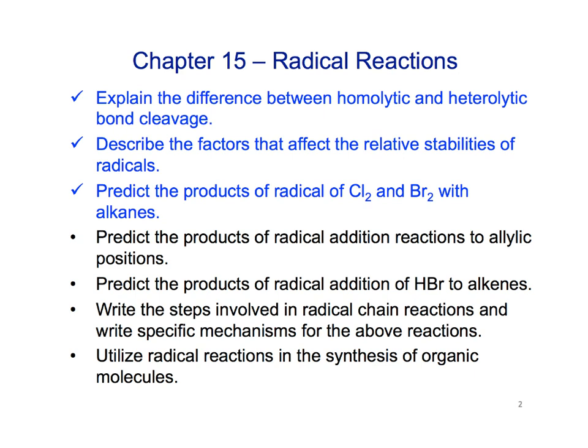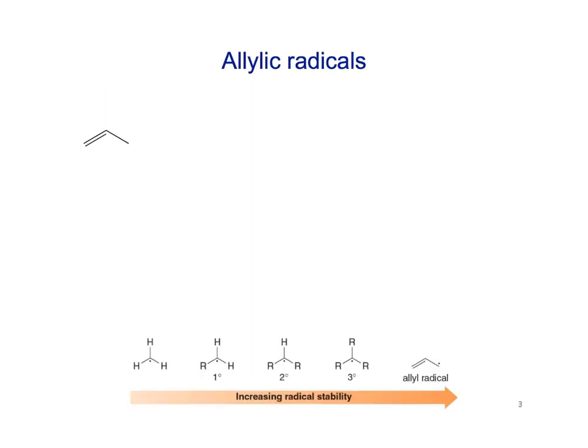Okay, so here's kind of what we've looked at so far, right? We talked about homolytic versus heterolytic. We talked about stabilities of radicals, and we talked about the radical halogenation of alkanes, and we also went through the steps in the reaction, right? The chain reaction. So, allylic radicals, what makes them special?